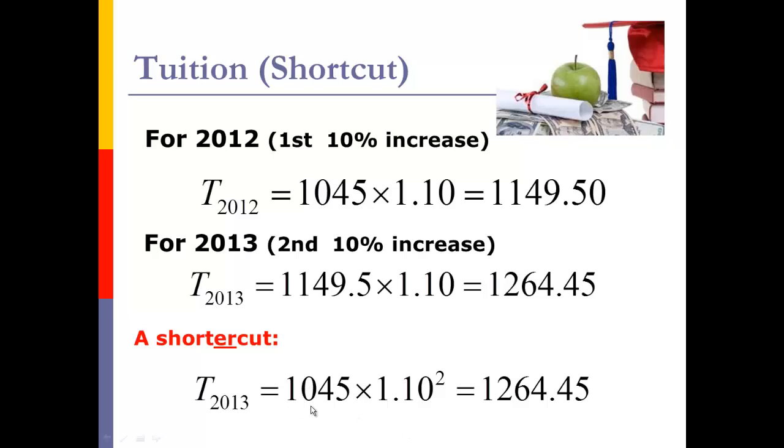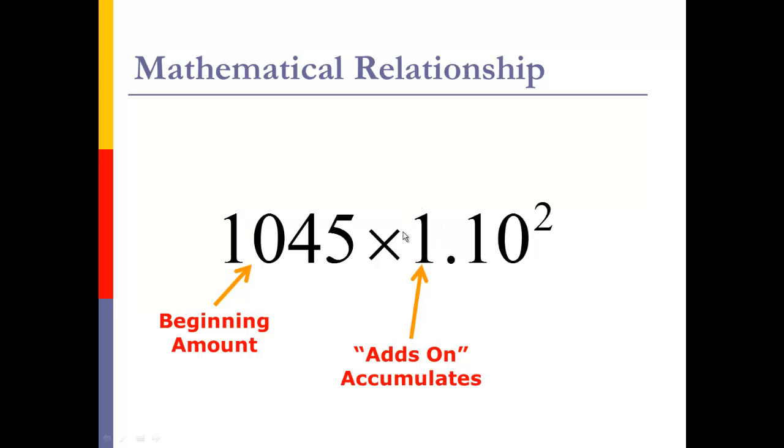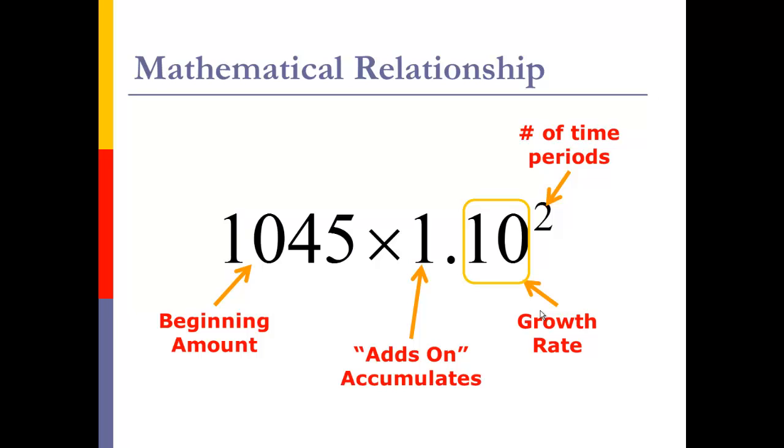So we start with the amount that we started with, the 1045. We indicate how things change, and then we have a power indicating how many years, how many times we change. Okay, so that's our shortcut there. And what would we have here? We have our beginning amount. The 1 right here represents adding on, accumulating. Remember, that's that 100%. The growth rate right here we have, that 0.1 represents the 10% growth rate that we have, adding it onto the 1 there. And then our power 2 represents the number of time periods.